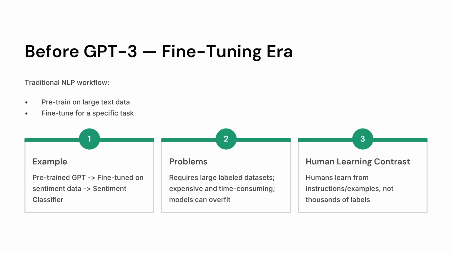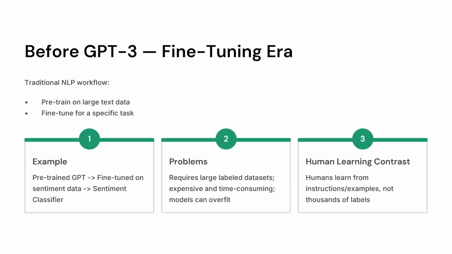Before GPT-3, the standard approach in natural language processing was to first pre-train a large language model on a large amount of text data and then fine-tune it separately for every specific task. For example, if you wanted a sentiment classifier, you would take a pre-trained model and fine-tune it on a sentiment analysis dataset. Similarly, for various different tasks such as translation or question answering.